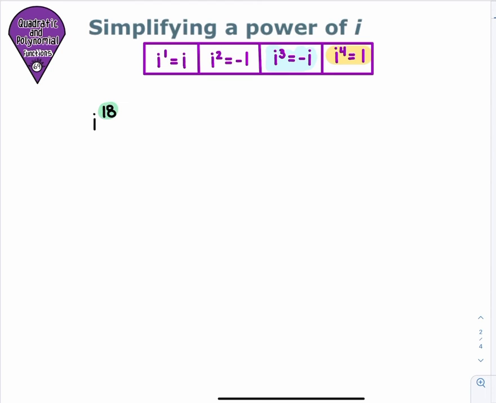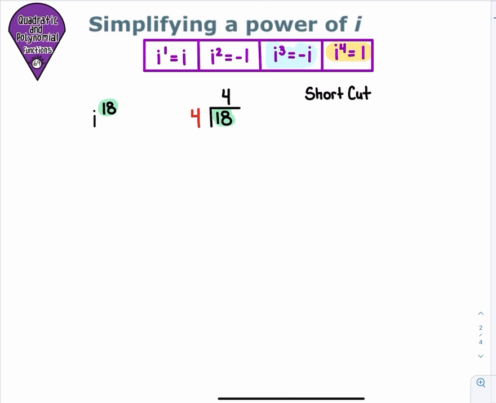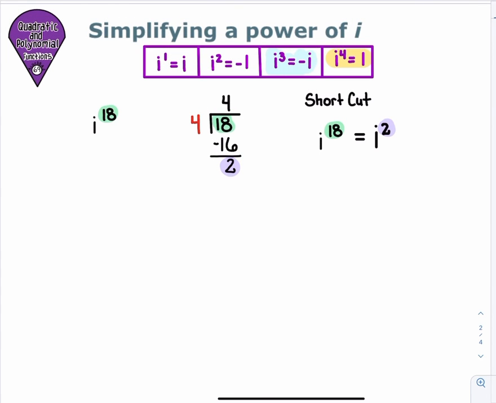I'm going to take you through 2 more quick examples using the shortcut. So we're starting off with i to the 18th power. So take the exponent of 18 and divide it by 4. When I divide 18 by 4, 4 fits in there 4 times. 4 times 4 is 16. Subtract and I get 2. You're going to replace the original exponent 18 with the remainder 2. Now that I've simplified that power, I'm going to go to my memorized powers of i, and i to the second power is equal to -1.